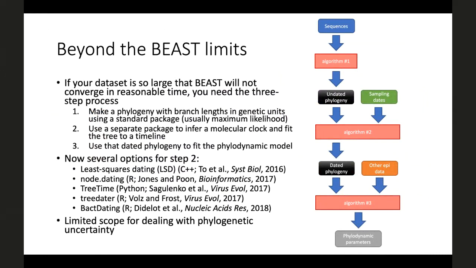Step 2, because the speed at which data is becoming available is rather outpacing the speed at which the algorithms are getting faster, has had quite a lot of work done on it in the last few years. I count now 5 packages to fit your tree to a timeline. Because you're usually using a single tree here, there's not that much scope for dealing with phylogenetic uncertainty, other than just taking several variants and running the analysis many times.